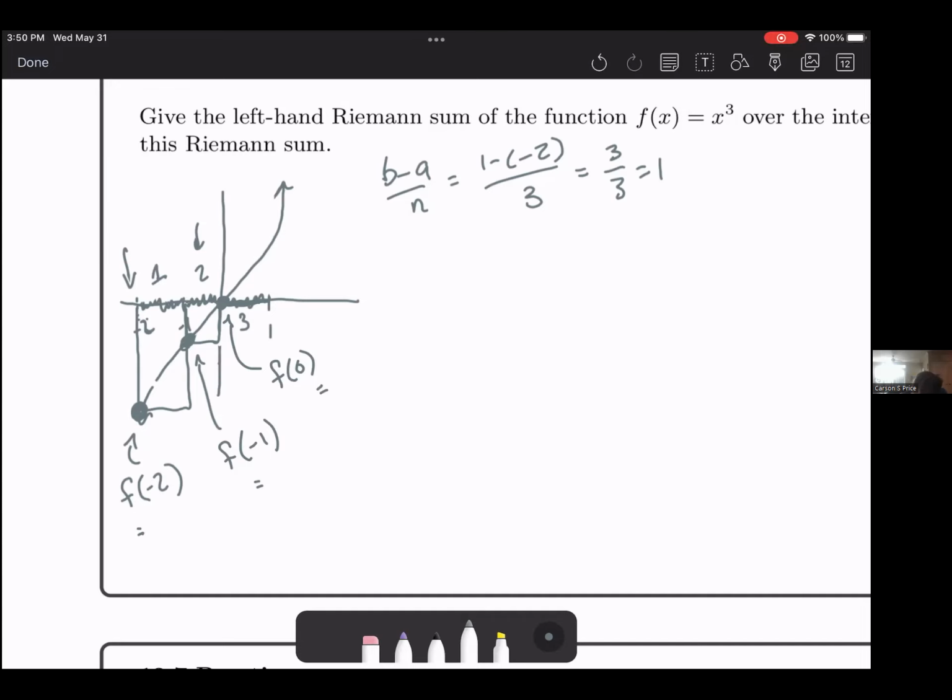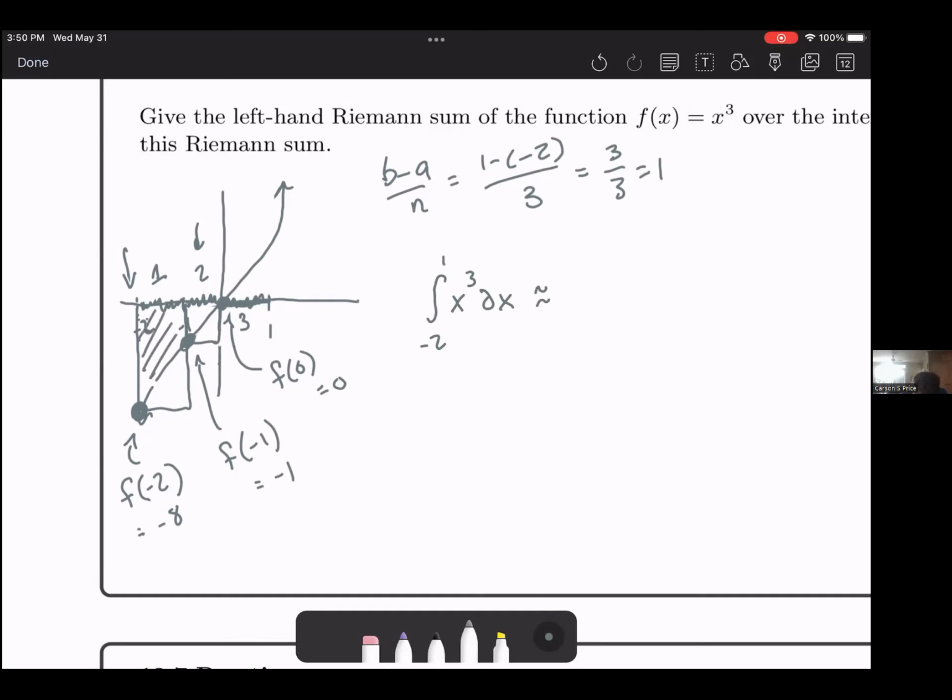So f at -2, if you plug -2 in there, you get -2 cubed, that's -8. f at -1, if you plug -1 in and you cube it, you get a -1. And f at 0, if you cube 0, you get a 0. So the area underneath f of x, as x travels from -2 to 1, is approximately equal to the sum of the areas of these rectangles.